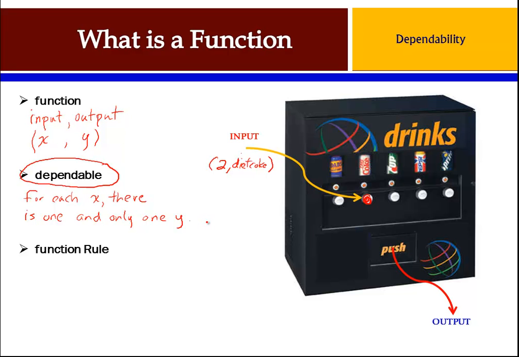Now, of course, there are cases where that might not be true if the machine has been loaded incorrectly. But if everything is working the way it should, if this drink machine is a true function, for the same input you would be guaranteed and be able to depend on that output.